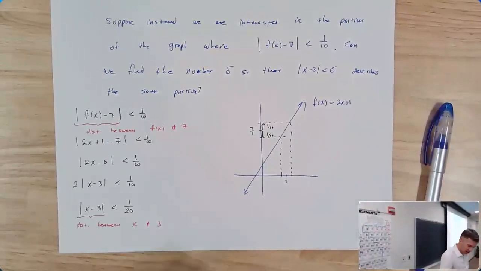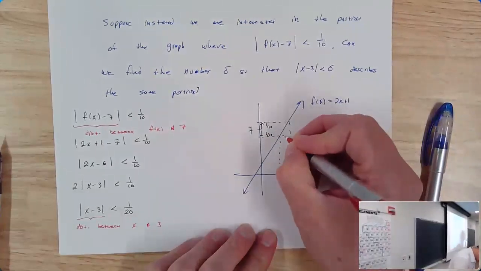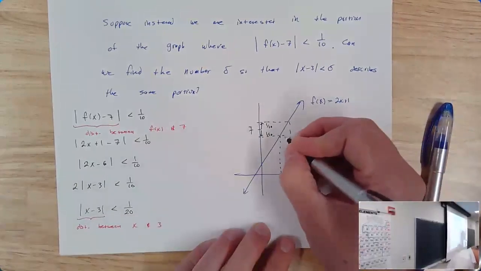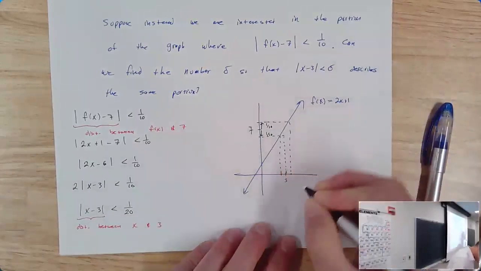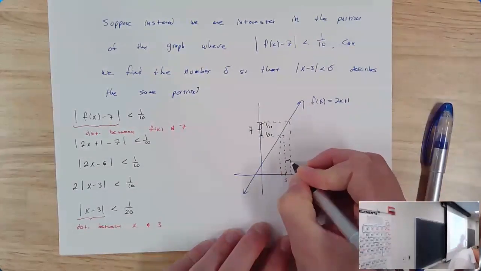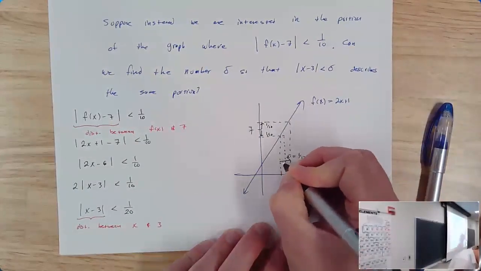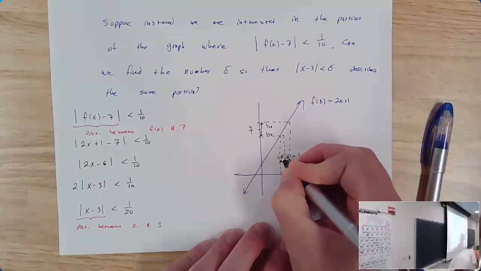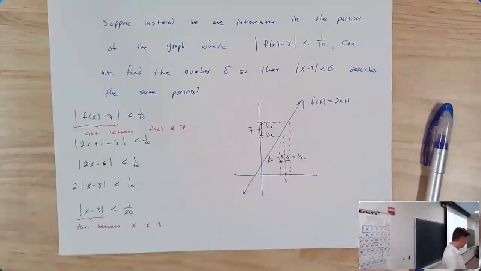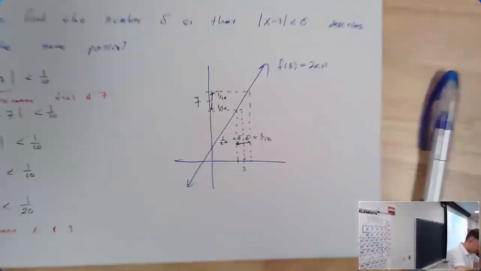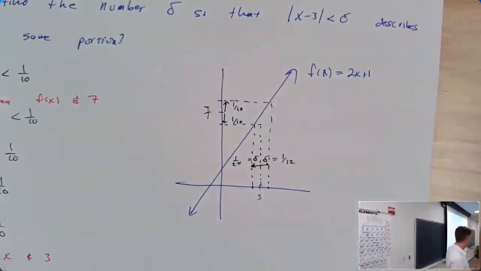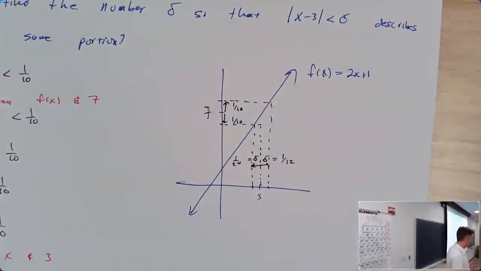So here's what we've got. Again, my penmanship is a barrier here. This delta here is 1/20. So we can go 1/20th to either side and have it work out, so that we're still close enough so that our function is close enough to 7.